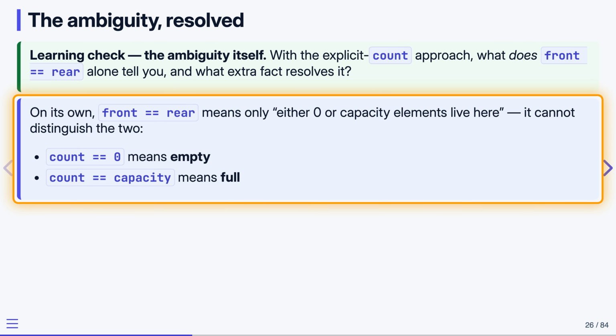Now the answer. On its own, front is equal to rear only tells you the queue holds either 0 or capacity elements. It cannot pick between them. Count is equal to 0 means empty. Count is equal to capacity means full.